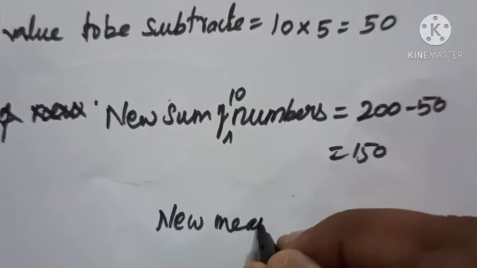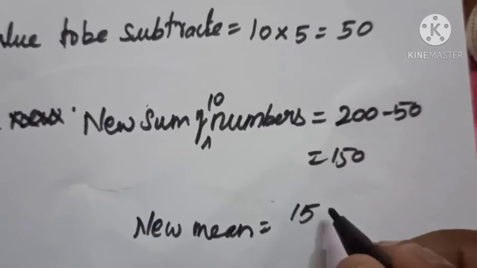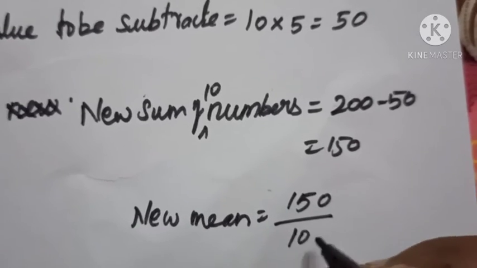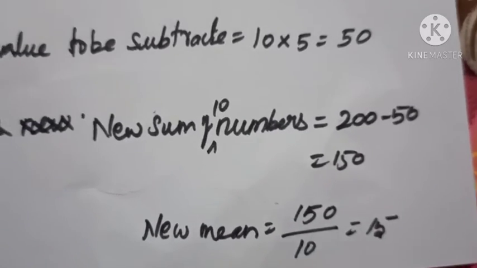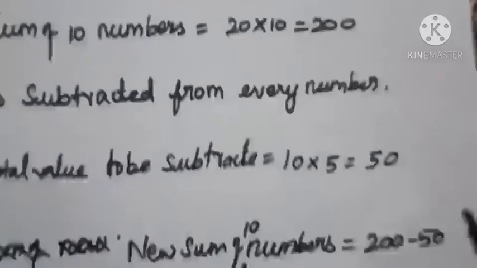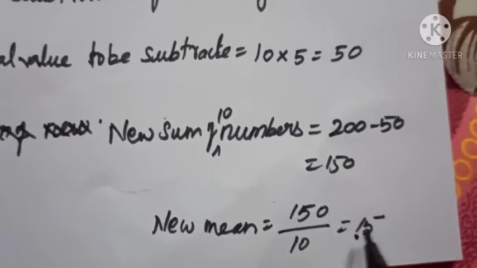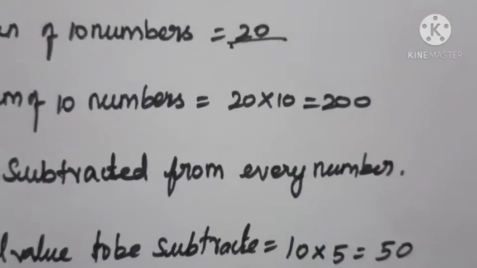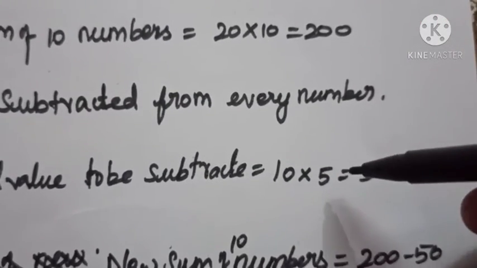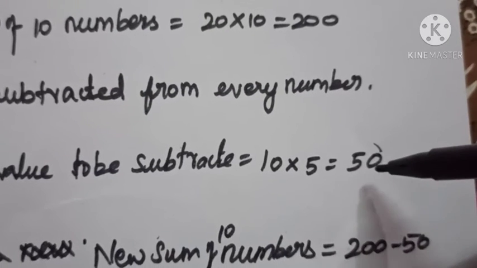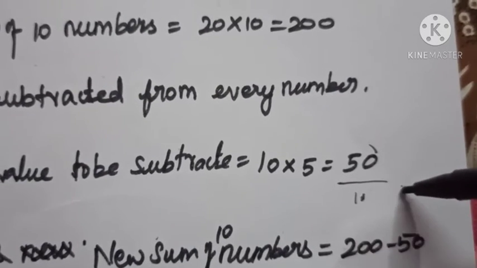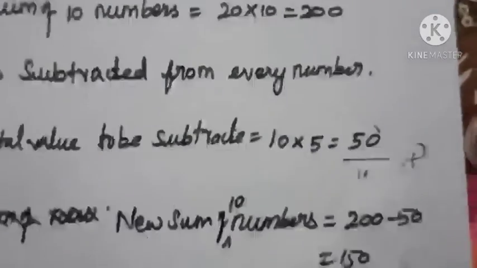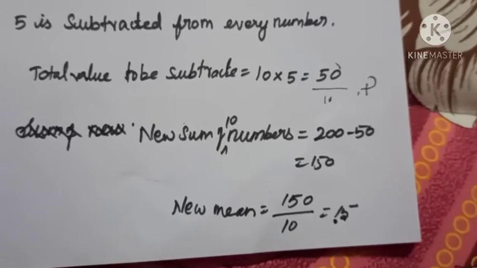So the new mean is nothing but the sum of the new observations, 150, divided by the total number of observations, 10. The new mean is 15. First you get 20 and the first is 5. So directly you can subtract 5 from this average and you get the value, because if you subtract 5 from all the values, it reduces the sum by 50. So 5 is the average. If you subtract the average here, you get the new mean. In two ways you can find it.